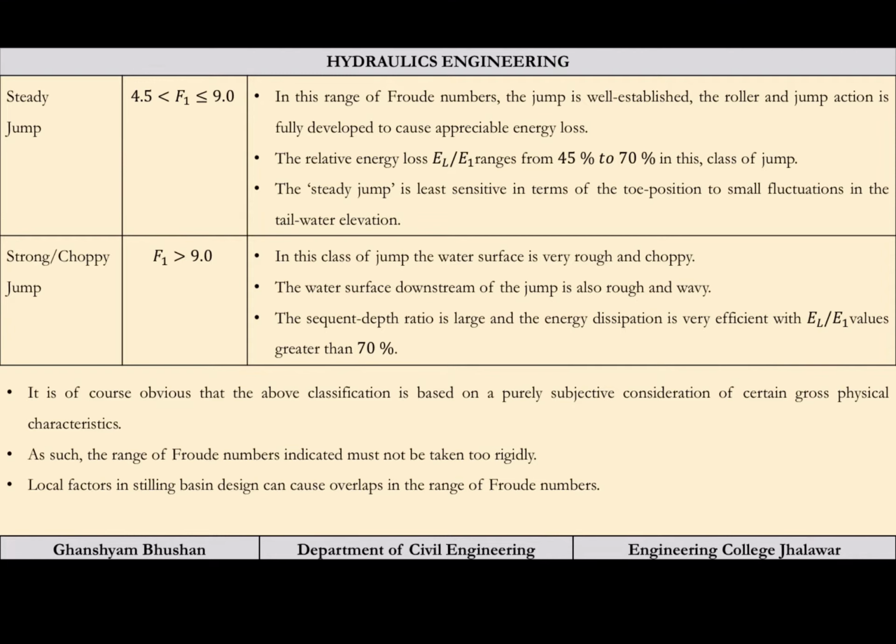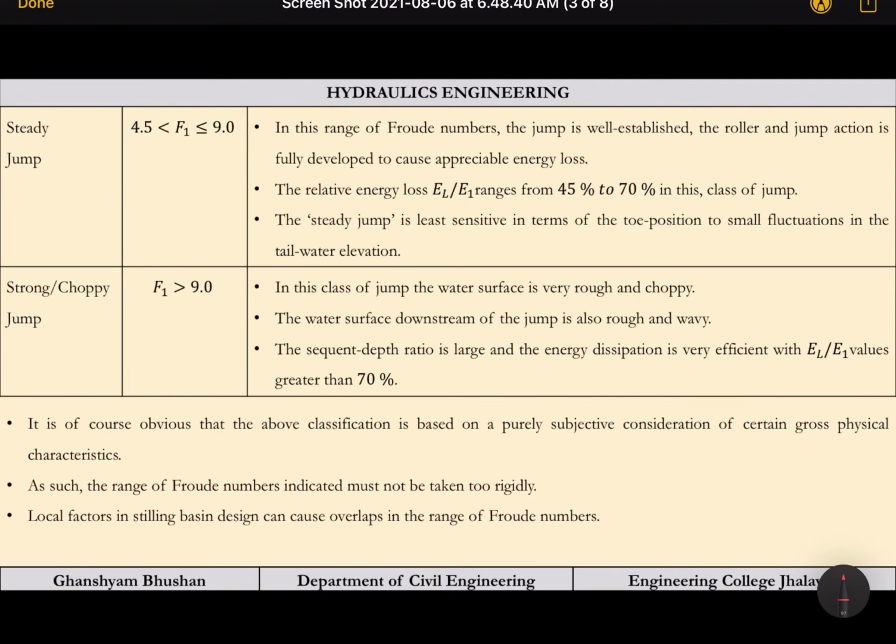The fourth one is your steady jump. The Froude number should lie between 4.5 to 9. In this range of Froude number, the jump is well established. The roller and jump action is fully developed to cause appreciable energy loss. So here you can see the loss of energy is 45 to 70%. After the jump only around 30% energy will remain in the flow.